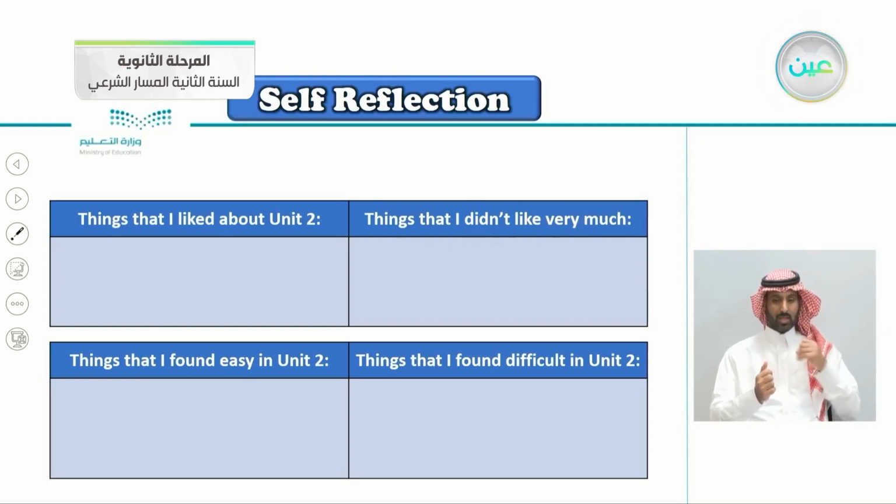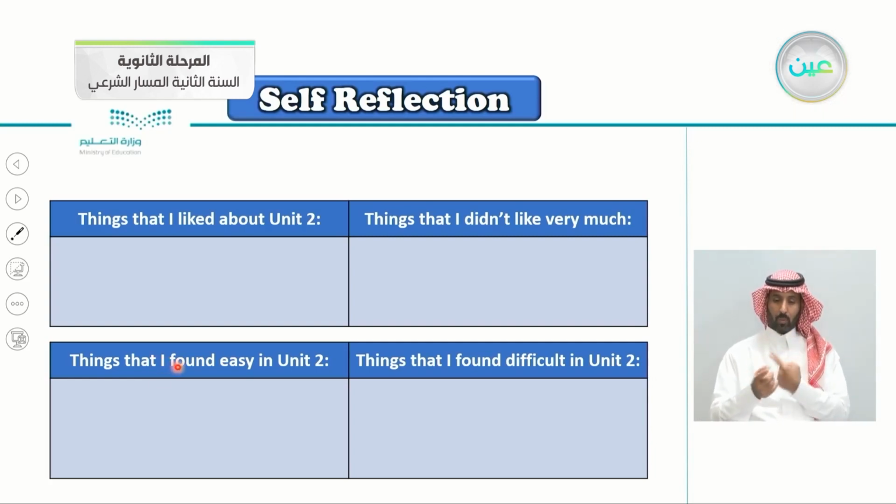Things that you didn't like. Maybe the grammar lessons were pretty hard. The form, meaning, and function, maybe it was hard for you, and so on. Things that I found easy in Unit 2. Things that I found difficult in Unit 2. So this is a really important chart here. What did you find easy in Unit 2? Which lessons did you find easy? And which lessons did you find hard? This is the most important chart here. Things that you find difficult in Unit 2, because you can write them here and you can go and revise them and ask some of your colleagues or maybe your teacher to help you with them.